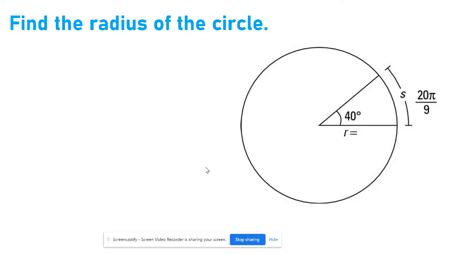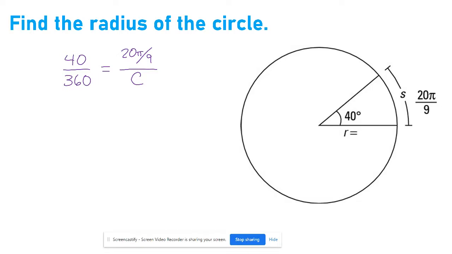We have 40 degrees. We're in degrees again, and we're going to set up a proportion: 40 out of 360, and that is going to be equal to the length of our arc, which is 20 pi over 9, over our circumference. So remember, we're finding the circumference right now. We're not finding the radius. We've got to figure out what's the distance all the way around the circle first, and then we'll work from there to figure out what the radius is.